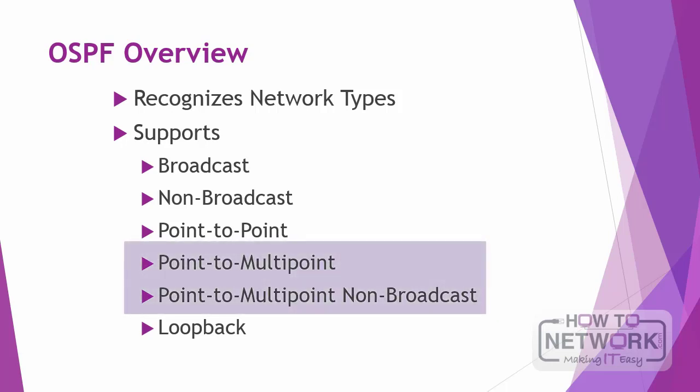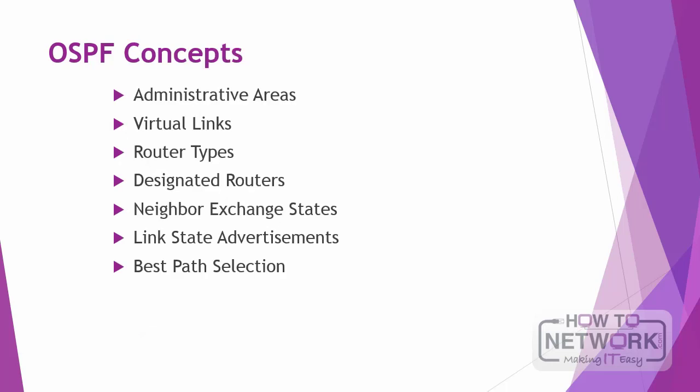The only network types that you need to manually assign would be point to multipoint or point to multipoint non-broadcast. These obviously are most appropriate for the partial mesh, which is hub and spoke environments, and these must be configured manually. So now that you have a high-level understanding of OSPF, let's go ahead and dig into OSPF concepts, all of which you will need to know for your CCDA exam.